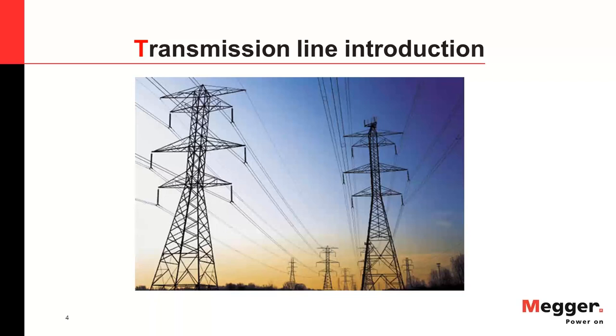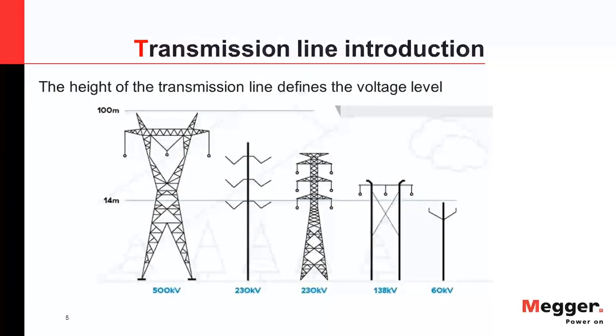And that's defined by two things actually: the height of the tower and the insulator used. When you see on the left side the 400 kV or 500 kV, it's already a big insulator, while the 60 kV has a very small insulator. So there are two things defining it: the height of the tower, and then the insulator or insulators used for carrying the conductors.